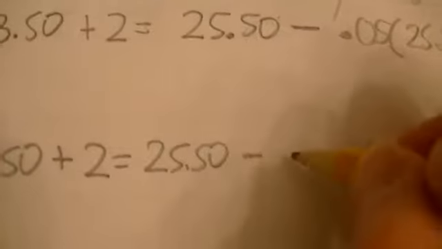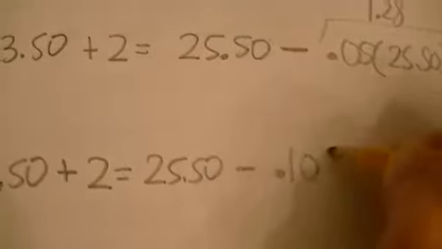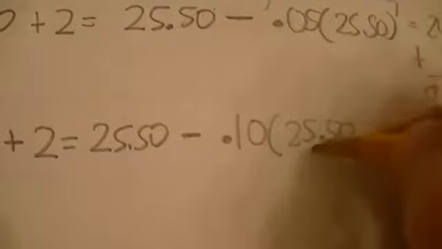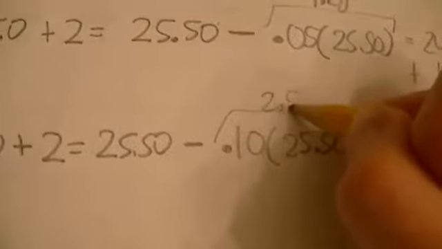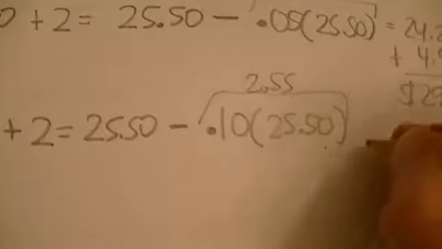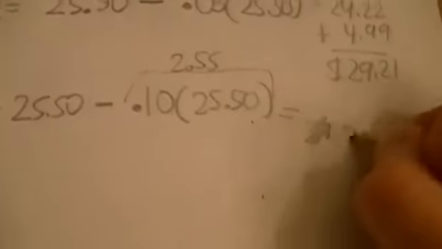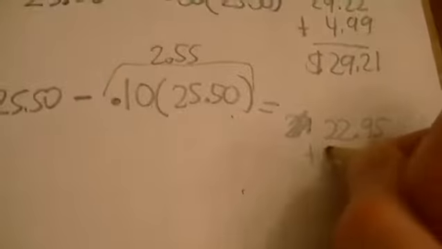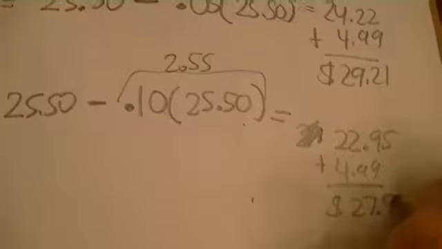Then it said, since we have 2 items, we are allowed to use 10% off. So 10% off of this. So 10% as a decimal is 0.1 or 0.10 times $25.50, because we want to take 10% off that amount. This value right here is $2.55. $25.50 minus $2.55 is $22.95. But remember, you got to pay shipping. So this deal cost $27.94. So far, that's the cheapest now.